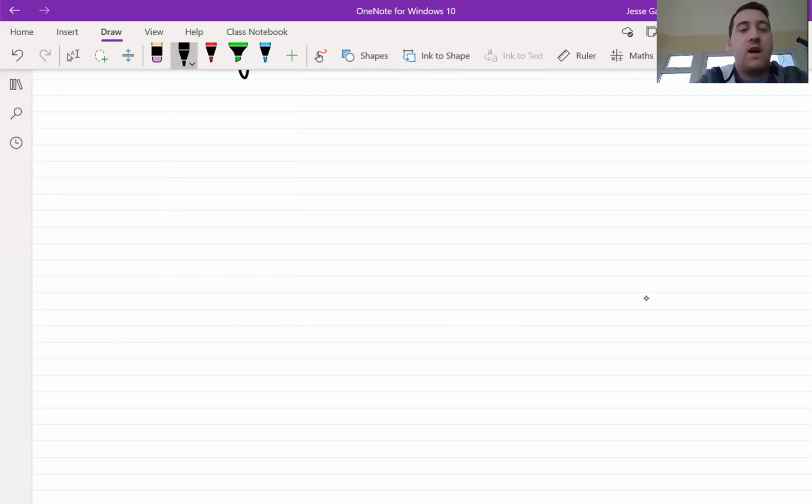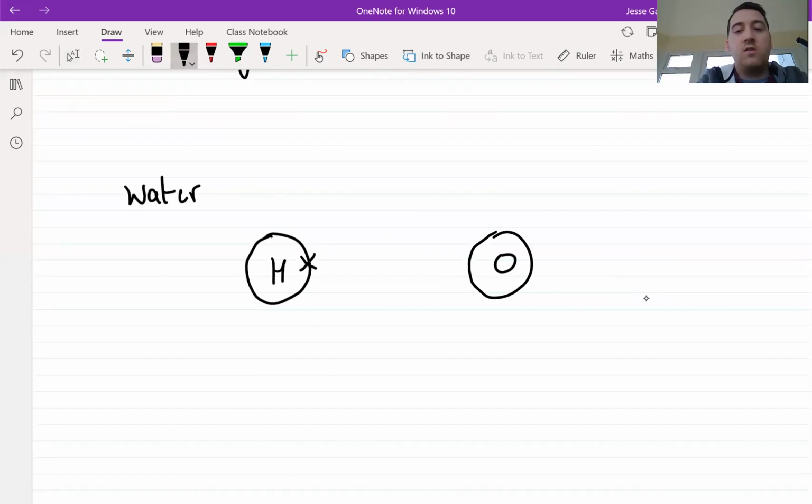So let's have a look at water. Water is made of the elements hydrogen. So again, let's draw a hydrogen atom. Here's hydrogen, 1 electron. It's also made of the element oxygen. Here is oxygen, 2 in the first shell, and 6 in the second shell. Like this.